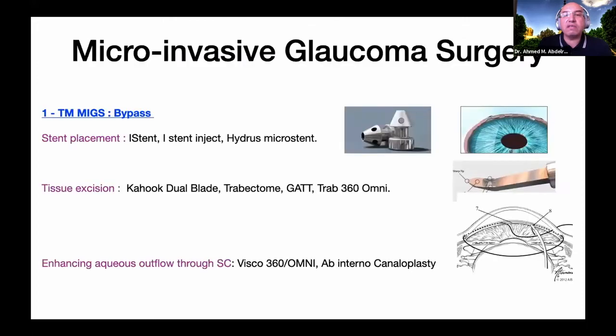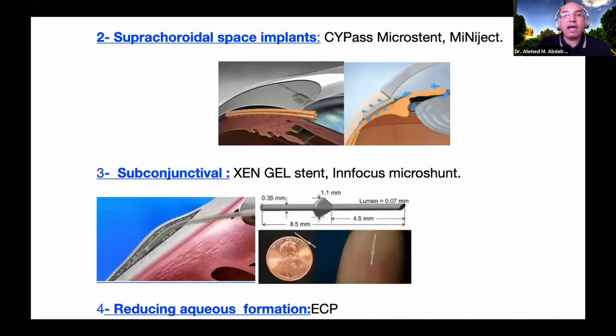The most common procedures are those attacking the trabecular meshwork, because this is the site of the disease. So we need to bypass the trabecular meshwork, whether by stent placement like the iStent or the Hydrus implant, or the iStent where there is additional prostaglandin. We can excise the trabecular meshwork like the Kahook Dual Blade, the trabeculotome, or the GATT procedure, or we can enhance the flow through the trabecular meshwork by some other means. And we have the suprachoroidal implants, and CyPass is no more available, and it's now being replaced by the MINIject, which is coming to the market, and subconjunctival with the famous gel, the Xen gel implant and InFocus, and also endoscopic cyclophotocoagulation is considered one of the MIGS procedures.